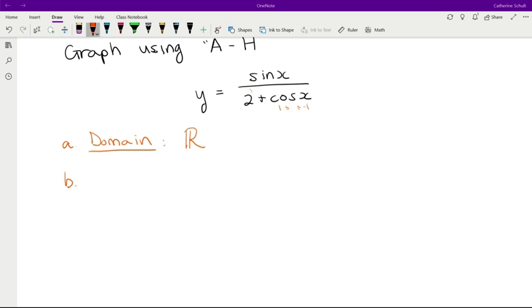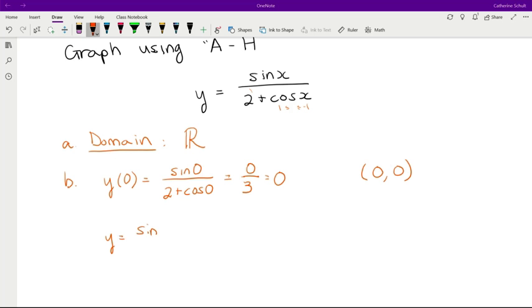Okay, intercepts. Y-intercept happens when x is equal to 0. Sine of 0 is 0. Cosine 0 is 1, so it's 0 divided by 3, which is 0. So we're going to want to make sure that the point 0, 0 is on our curve.